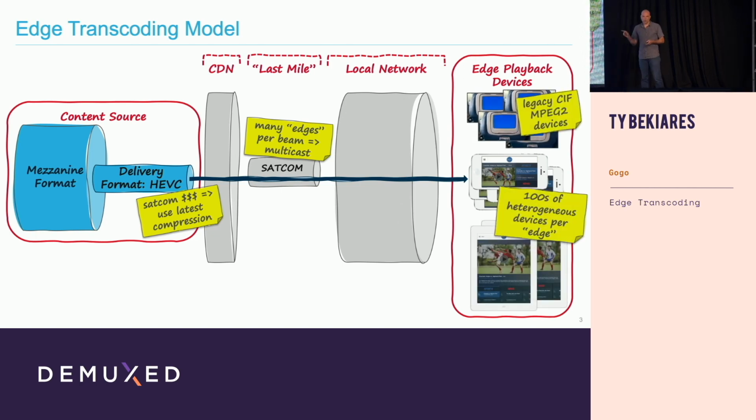Another complication with aircraft is you have a lot of heterogeneous devices. On every aircraft, you've got hundreds of devices. We see Android and iPhones that are, from the beginning of time to present day.